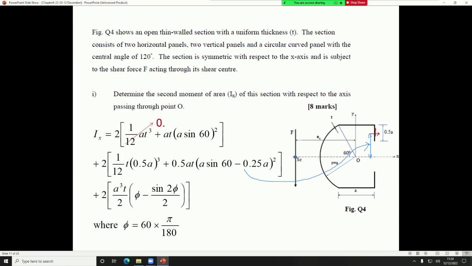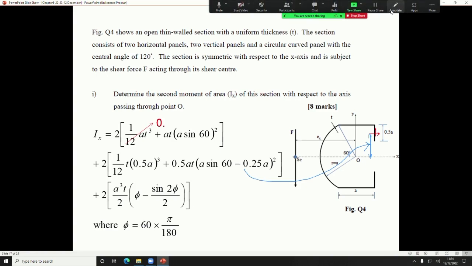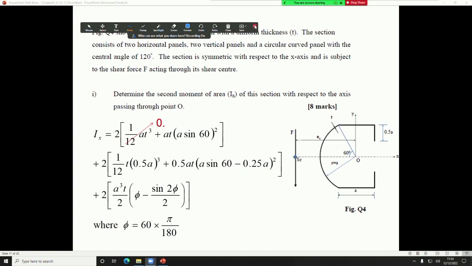Please take a picture of it. Okay. Any questions? So, because t is small, obviously t cubed is almost equal to zero, we ignore it and we write the rest of the values.